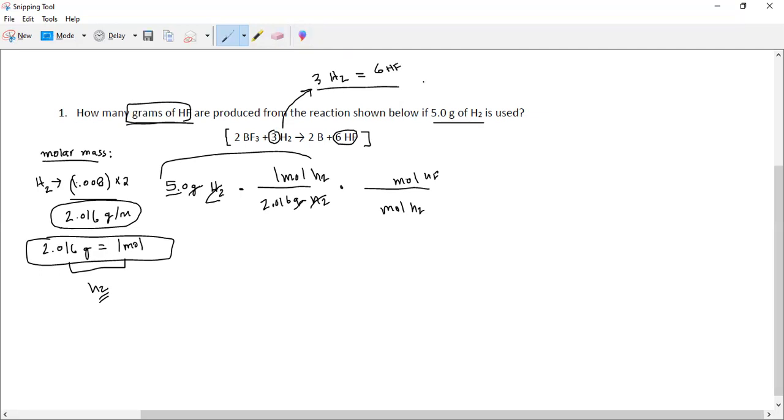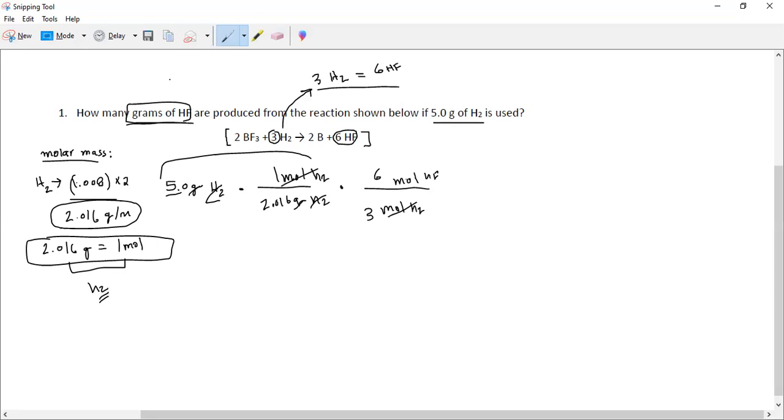So you could put that here. You could say 6 moles of hydrogen fluoride over 3 moles of H2, and then effectively your moles of H2 would cancel. Once you include everything that you had before, and finish the process, you have how many moles of HF would react with 5.0 grams of H2. And that's awesome, right? Because that essentially gives you your answer. Now you have how many moles of HF you would have if you have 5.0 grams of H2.